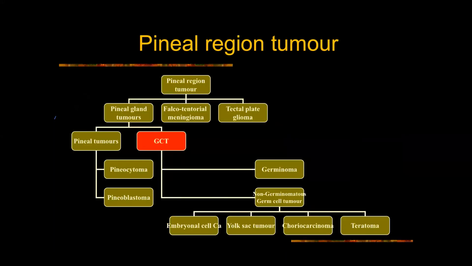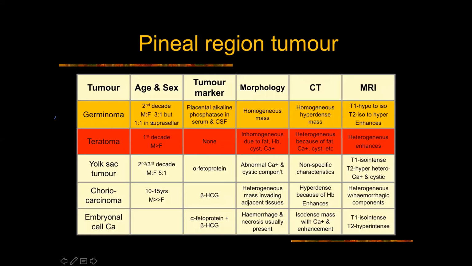Now, germ cell tumors. Germ cell tumors are divided into secreting and non-secreting tumors. The way to differentiate is to use your tumor markers. So these are the tumor markers you look for: placental alkaline phosphatase, alpha fetoprotein, beta HCG. These are all the things to look for.